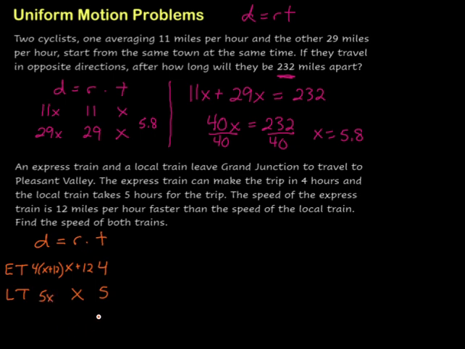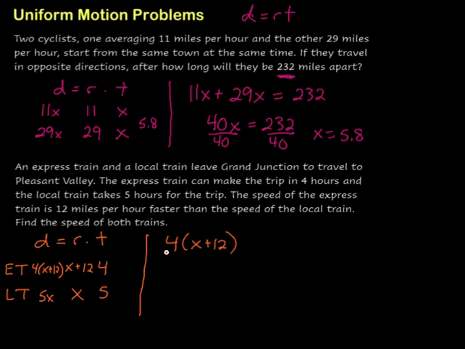Now, what's the only other thing? We have to write an equation somehow. Well, what do we know is equal in this case? Well, it says that both trains go from Grand Junction to Pleasant Valley. So that means the distance that they're traveling is the same. So that means our equation that we can set up is going to be 4 times (x plus 12).